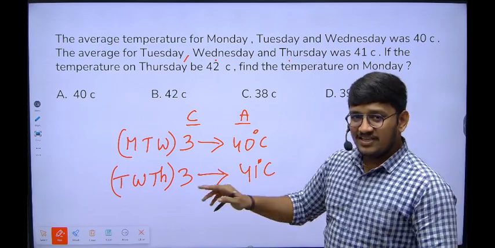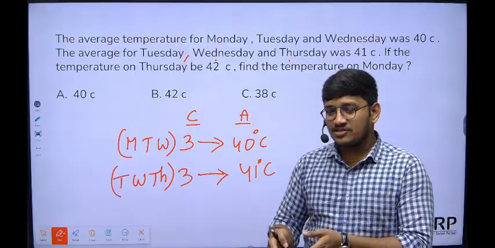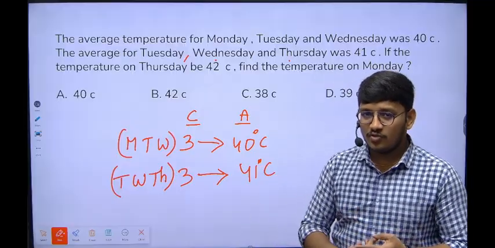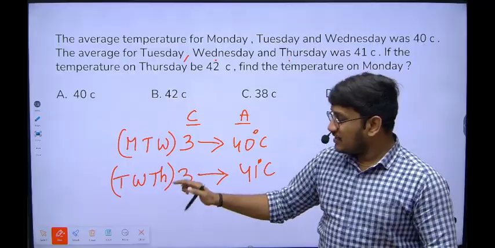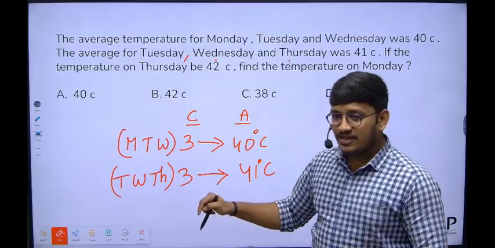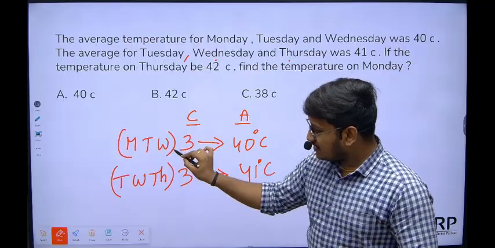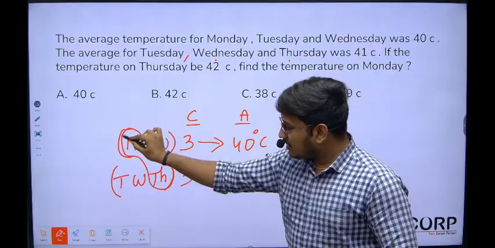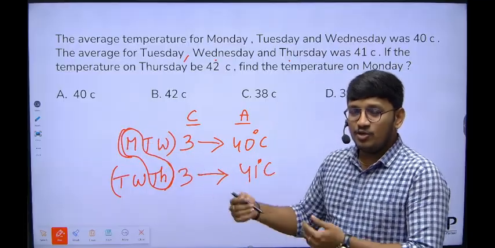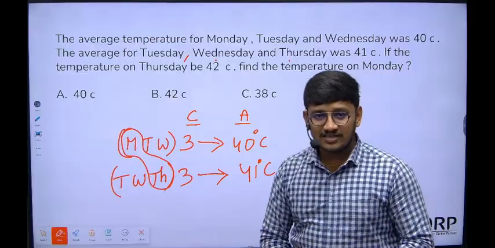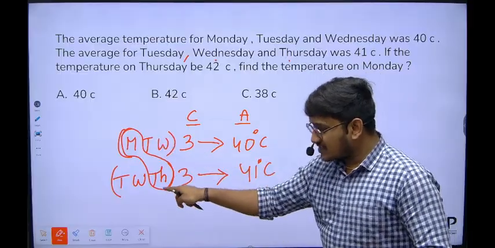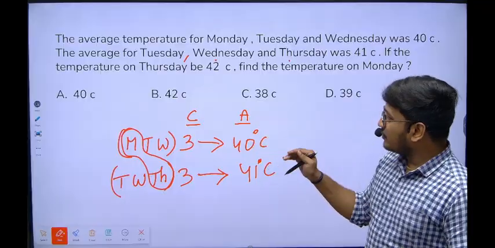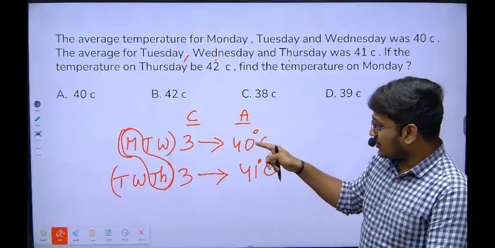is the same. Which category of question is this: is it added, removed, or replaced? It is replacement. So which day is getting replaced by which? If you observe, Tuesday and Wednesday are common. So in place of Monday, a new day came, Thursday, right? In place of Monday, when Thursday came, the average increased by 1. Here it is 40, here it is 41.